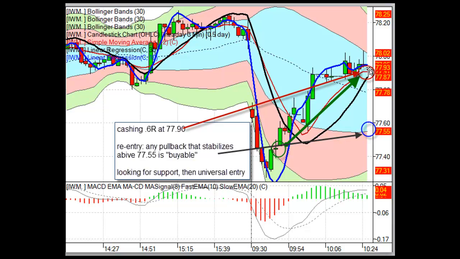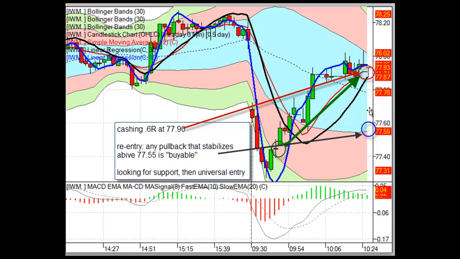And now what we're looking for is a measure of how far back this will fall. I've highlighted the price at 77.55. That's the bottom of the blue Bollinger Band. And what we're looking for now is a pullback that holds above that key price level.